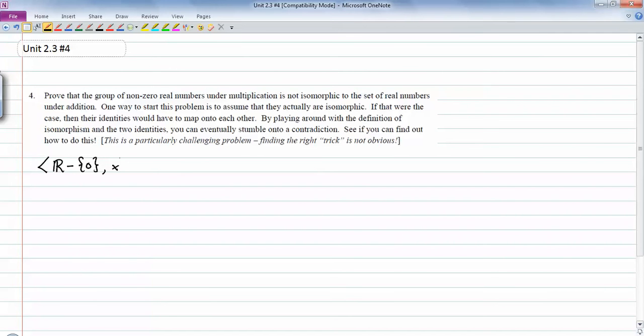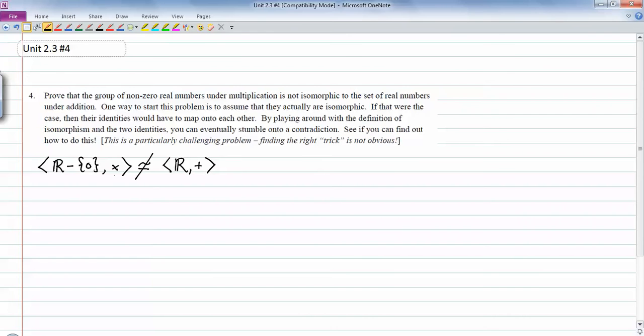under usual multiplication, is not isomorphic to the group of real numbers with addition, which is a group, by the way. Okay, so we're actually going to prove this by kind of running into an issue. So we'll pretend that they're isomorphic and then see that it doesn't really work.